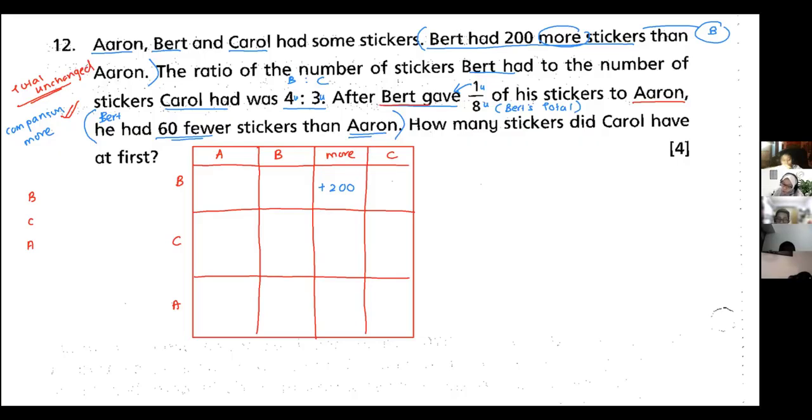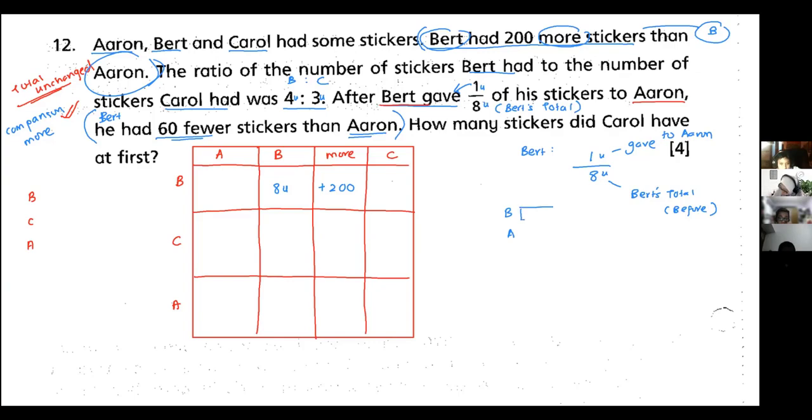Now we move on to this portion. After Bert gave 1/8, this is talking about Bert. Okay, this is unit, this is unit, this is gave to Aaron. 8 units is Bert's total or before. Correct? The denominator is always our total or our before information. So in this case, Bert's total or before is 8 units. So which means if I'm comparing Bert and Aaron, if you see I'm comparing Bert and Aaron in the first place, so Bert and Aaron, they have the same in model.